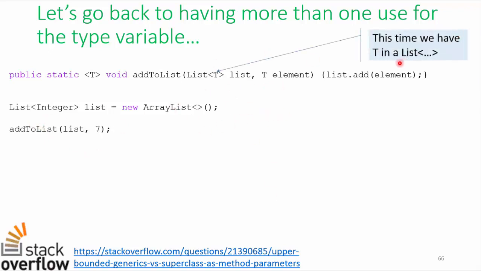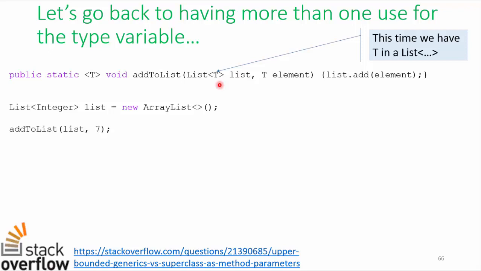The main difference is that now we have t in a list of t instead of t standing by itself. So I can use it very easily. List of integer list equals new ArrayList, diamond operator, no parameter. So I have an empty list of integer, and then I say addToList to my list the value 7. So autoboxing, 7 is turned into an object of class Integer so that we can actually pass it to this method. So t is obviously Integer because the second parameter is of class Integer after autoboxing, and my list is a list of Integer.